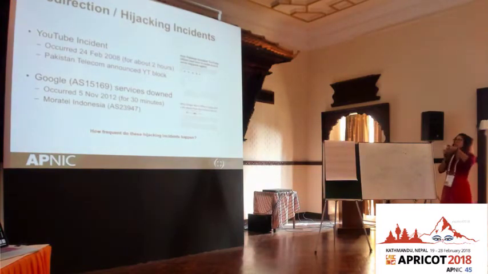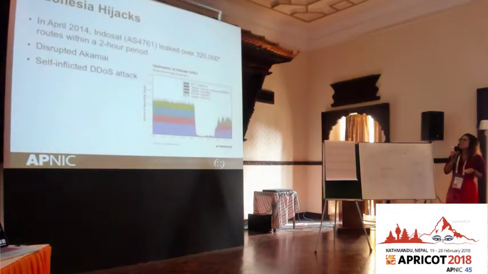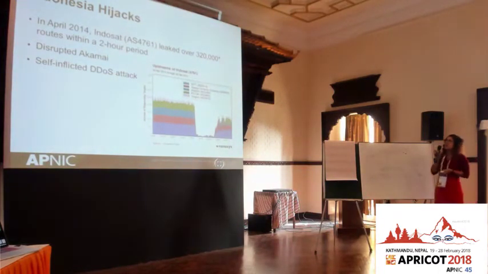So those are two big cases because Google and YouTube were involved. Everyone heard about them and there were news and blog posts, everyone talking about it. But sometimes there are incidents like this that happen and no one notices, but they're there. There are some other incidents that happened in our region. In 2014, Indosat leaked over 320,000 routes. That's like 2/3 of the prefixes that are usually in the routing tables in the internet. And that disrupted Akamai.